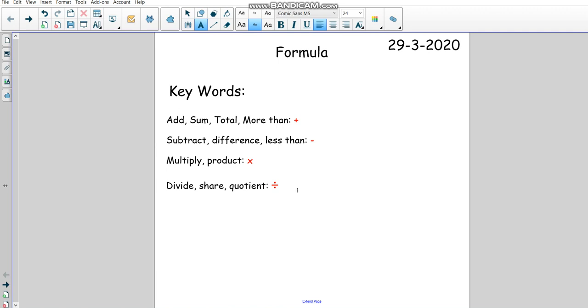These are the keywords that you will have to know and understand. Whenever you have it in your sentence, you will replace it with one of your four operation signs. By giving you an example, it will be more clear. So wait for the example.